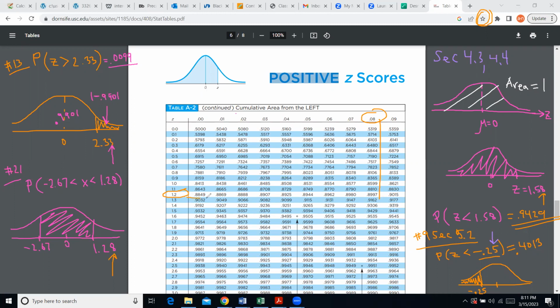I separate that number of hundreds, and then the column with hundreds and the row with the tens will give me the area, which is 0.8997. And this is the area from that 1.28 all the way to the left.